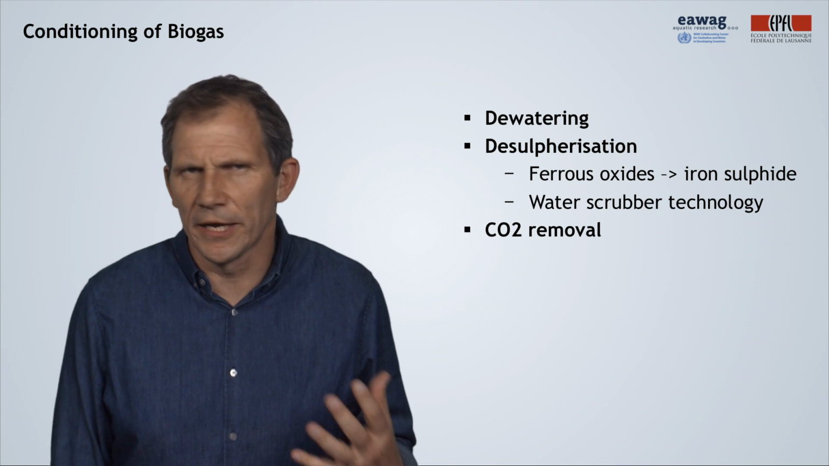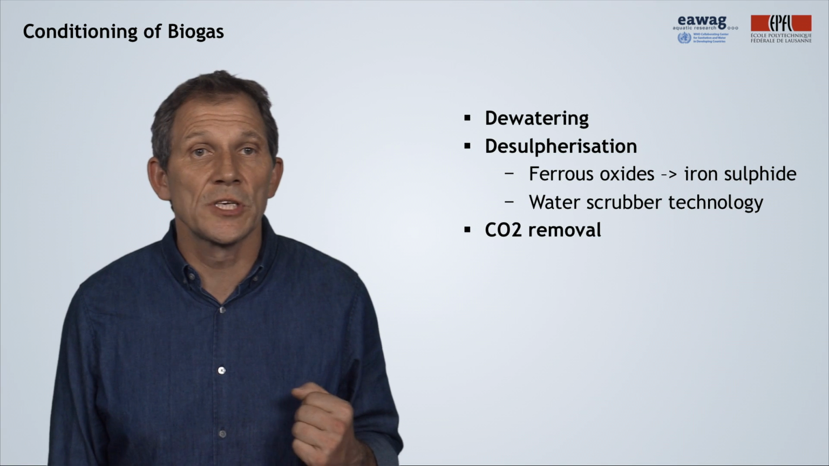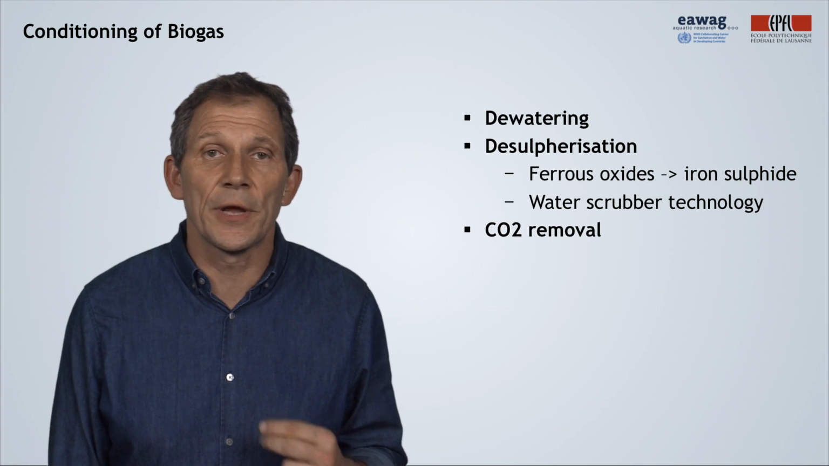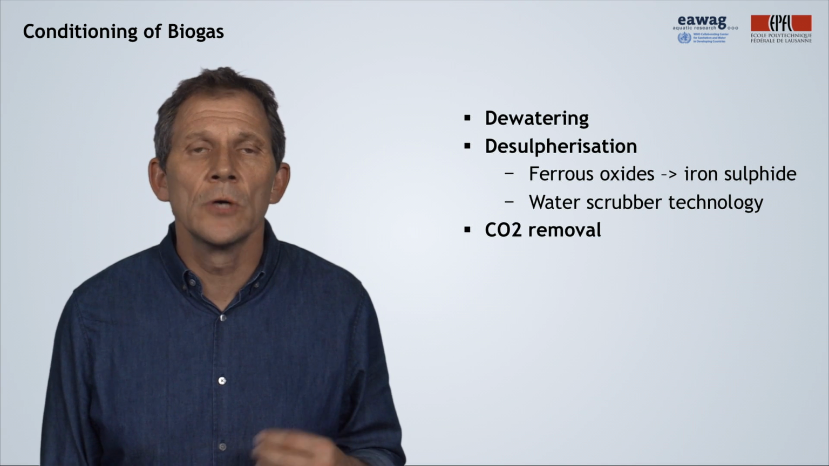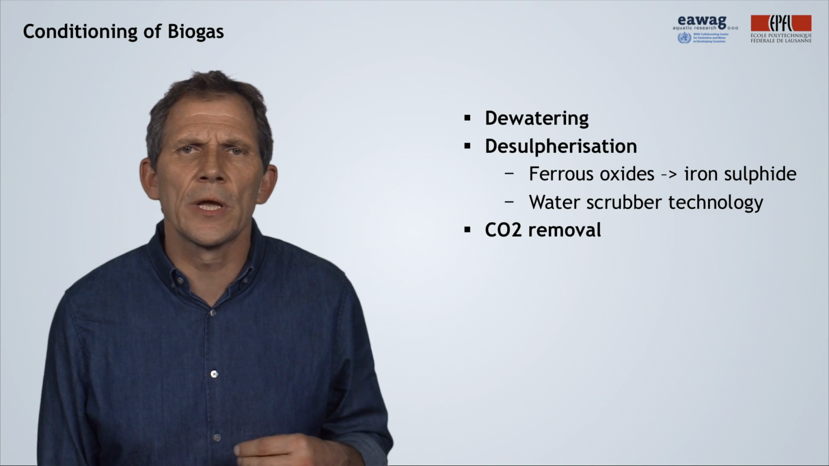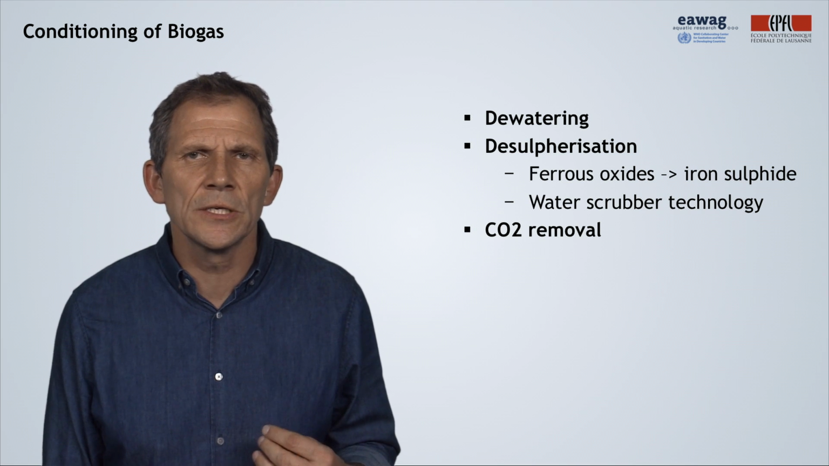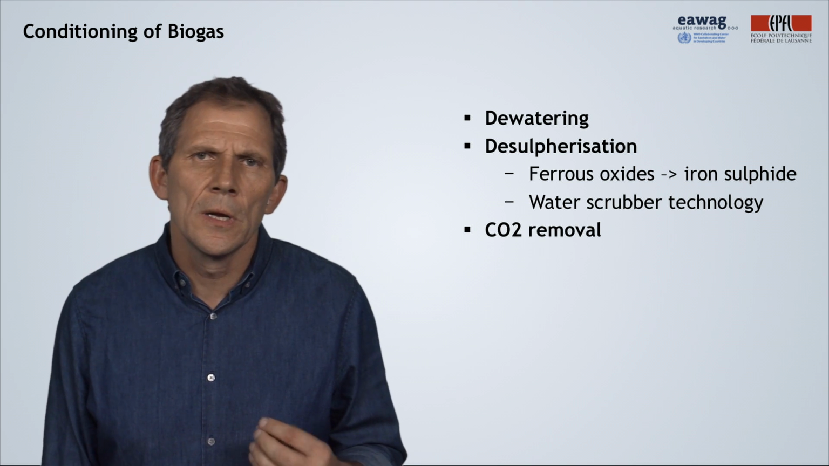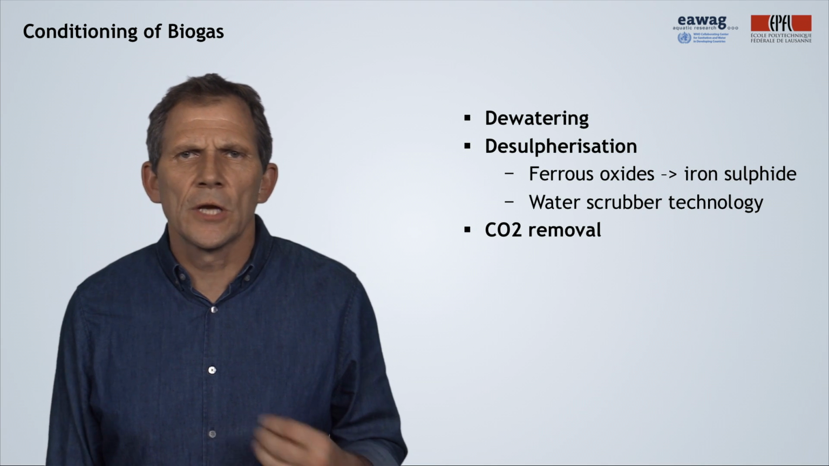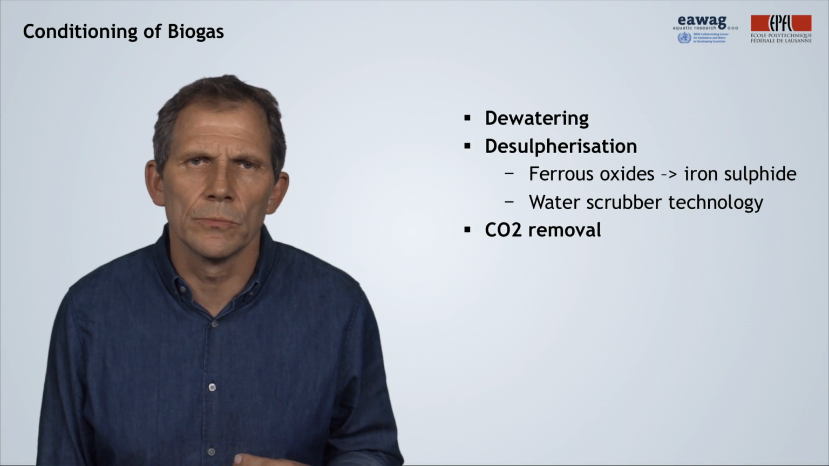For all use in machines, engines, or generators, biogas needs to be conditioned. We could also call this cleaned. The goal is to remove water vapor, which we've already talked about, but more importantly also hydrogen sulfide, which is very corrosive, and CO2, which has no energy value. Removing hydrogen sulfide is what we call desulfurization. We can do this with ferrous oxide, which then transforms the hydrogen sulfide into iron sulfide. We can also do this with water scrubbers, which at the same time can also remove CO2.